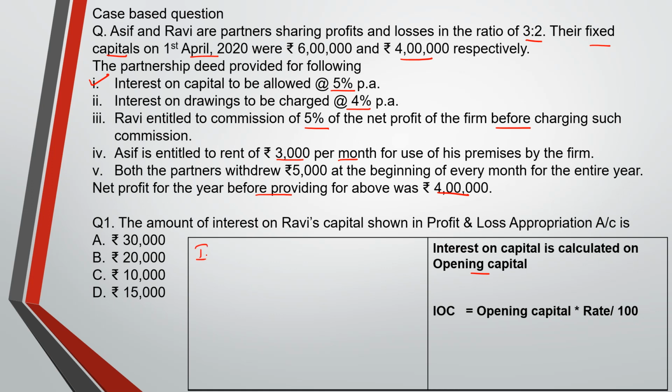So the amount of interest on capital of Ravi, which you have to calculate, would be his opening capital, 4 lakh, into the rate of interest on capital provided in the deed, which is 5%. So that comes to rupees 20,000. So this is the correct option. B is the answer for this question. So I hope that is clear.